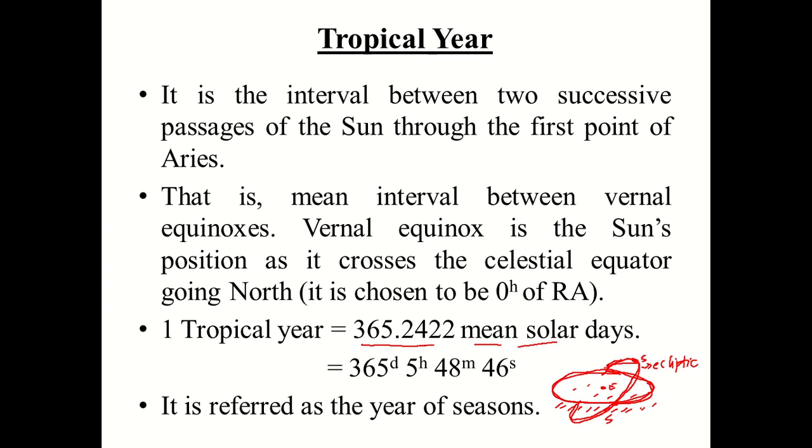And you know that one day is 24 hours. So it is actually 365 into 24 plus 5 hours total, plus 48 minutes and 46 seconds. And this tropical year is referred to as the year of seasons. Based on this one, we can have different seasons.